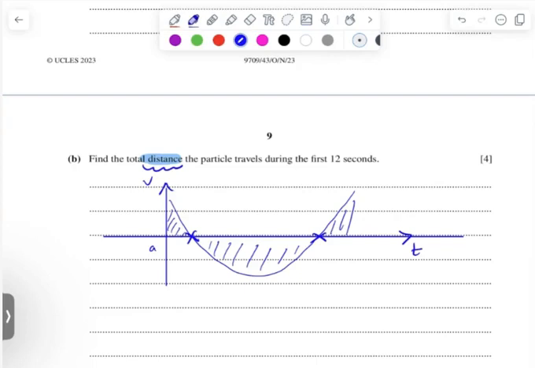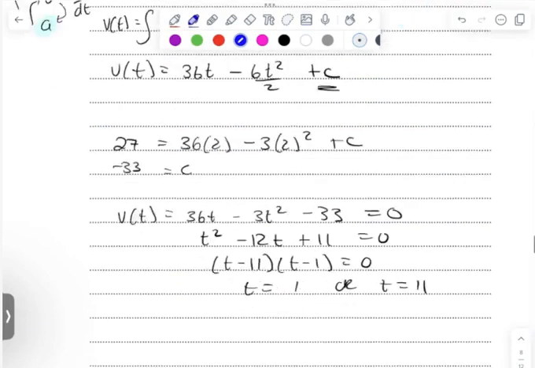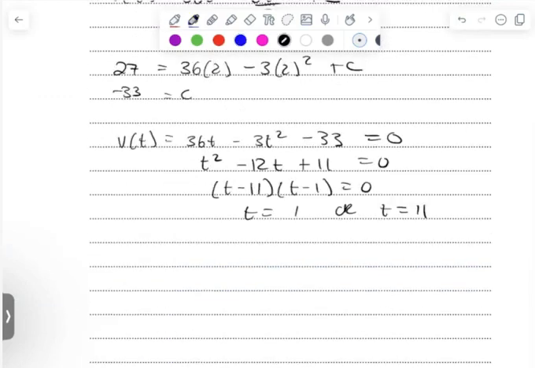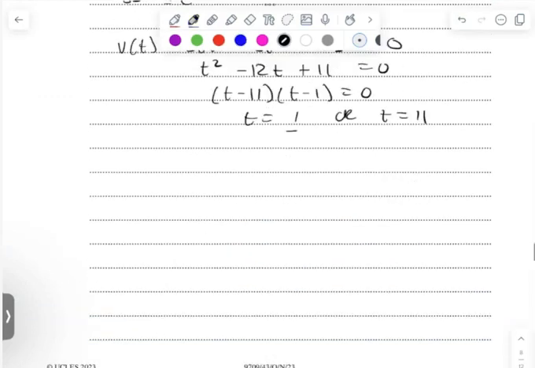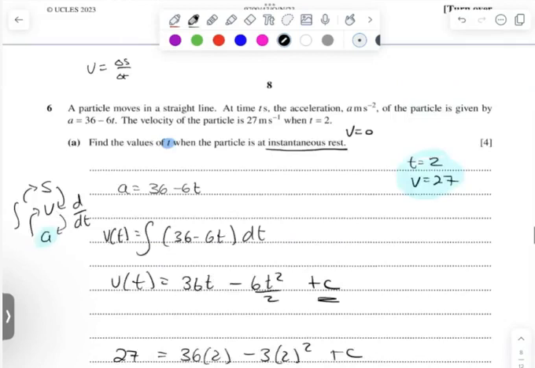Okay. Now, they've been kind to us because they asked us to work out the velocity. When is the velocity 0? So what we already know is this graph is going to cut at 1 and at 11. That is super kind. So we start at 0, we go to 1, and we end at 12. Okay? I just want to check one more thing.